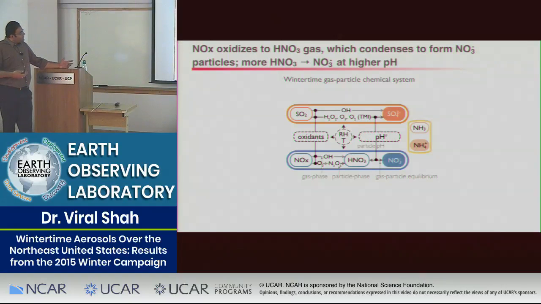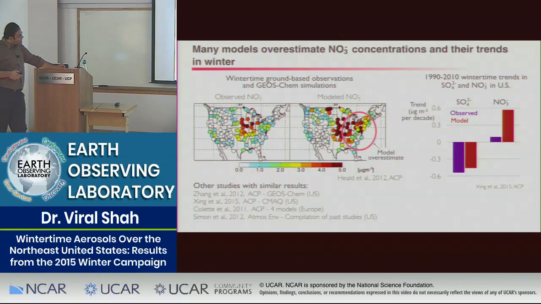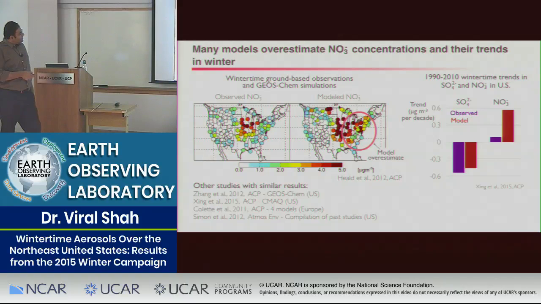There are quite a few things in this system that we do not have fully constrained, and that's why it's difficult for models to simulate nitrate. These are results from the GEOS-Chem model, published in 2012, looking at observed nitrate concentrations versus the model nitrate concentrations in winter. We see that the model overestimates nitrate concentrations by about 2 microgram per cubic meter, or about a factor of 2 to 3. This is just one example, but there are a host of other models that have the same problem, and it's because the nitrate chemistry, especially the multiphase chemistry, is not very well constrained.